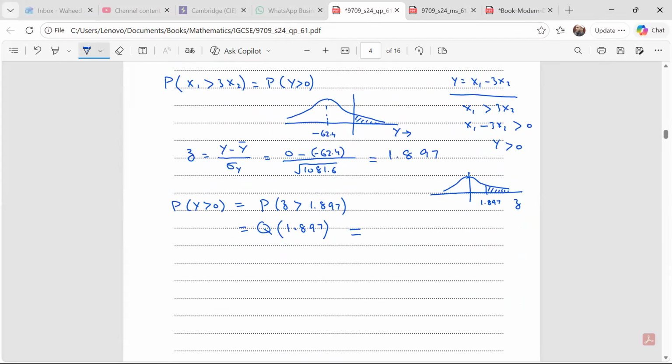So the value of Q at 1.89, I think I should have switched it to 1.9, but anyway it is not too far. So we have just found this value, and this value was 0.02938, or in other words, 2.938%. This is the probability of this event. I hope it's clear.